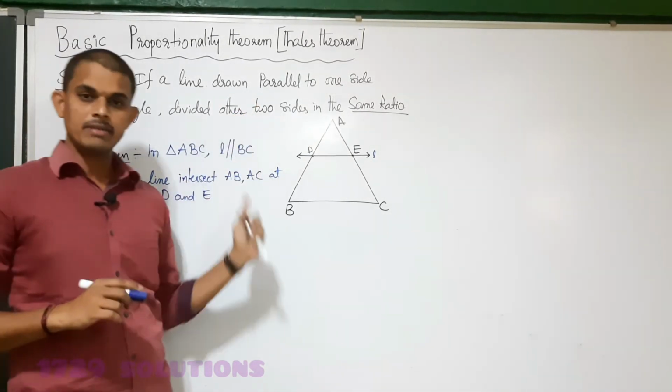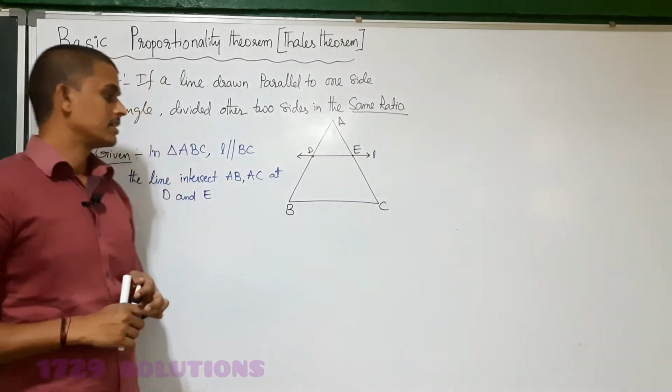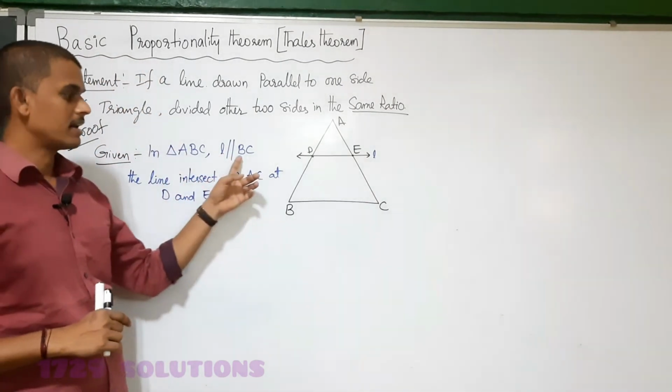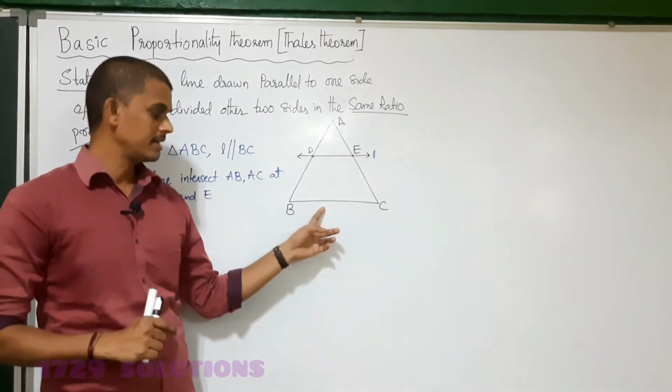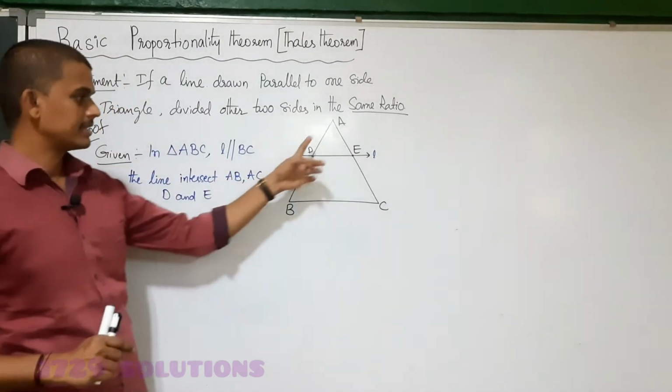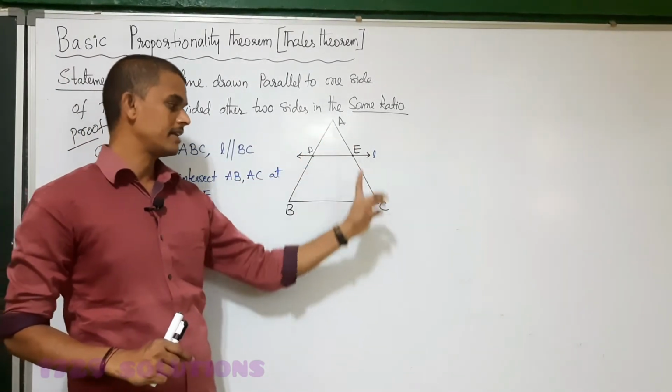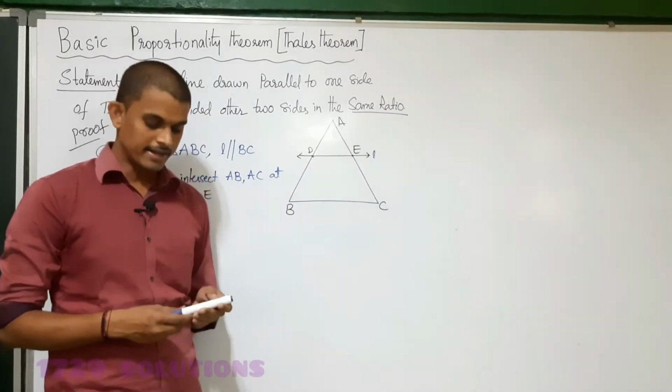There is a triangle ABC, the name of the triangle ABC. In this, a line which is parallel to the other side BC also intersects the remaining two sides AB and AC at the points D and E.